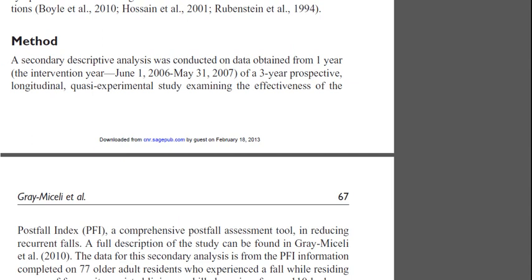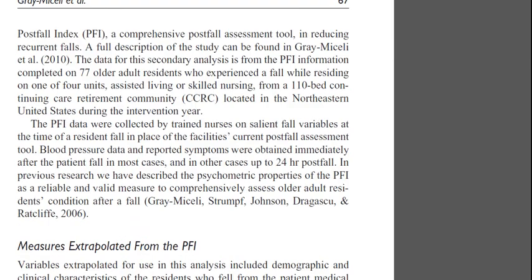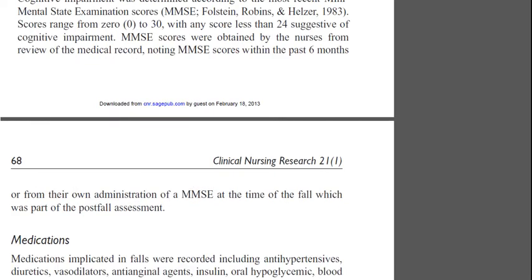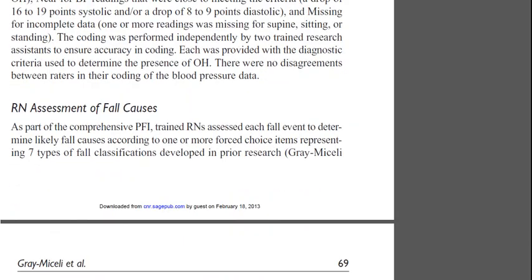It gives us the method. And this is using a descriptive analysis from a three-year prospective longitudinal quasi-experimental study examining the effectiveness of post-fall index. So it's telling you what they were doing. It goes on to talk a bit more about what data was collected and who by, and those sorts of things. And then this one does use subheadings in the method section, and here it is. It's got the measures extrapolated from the PFI, demographics and past medical history. And again, there's a few different sections that you can see.